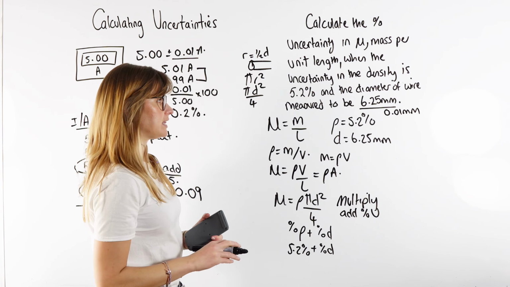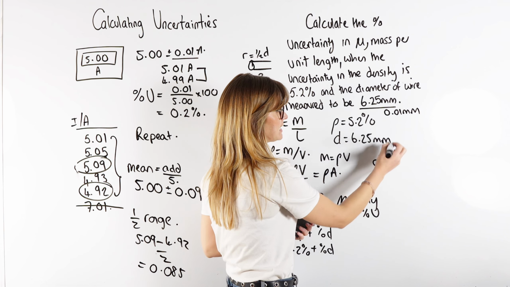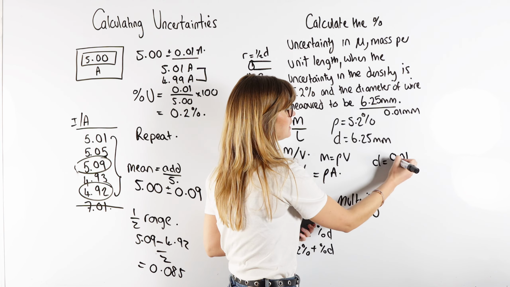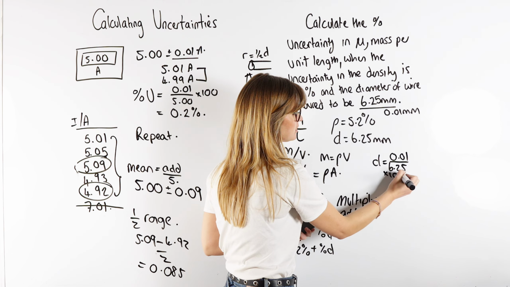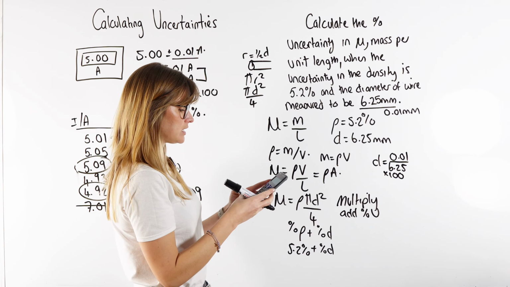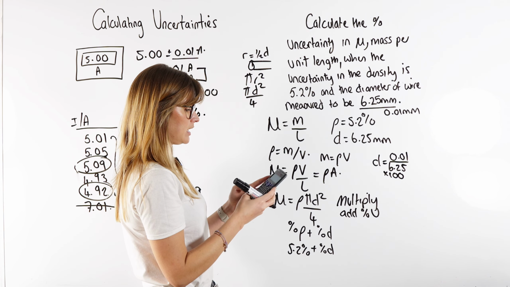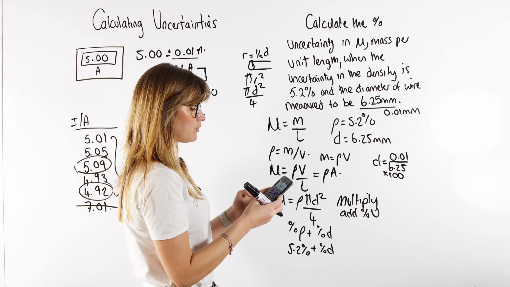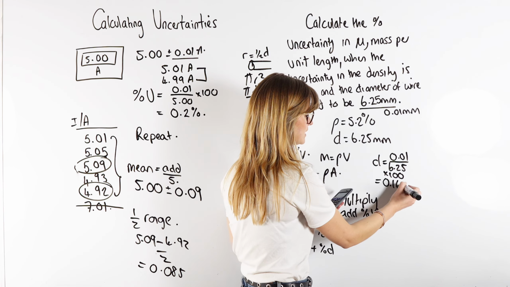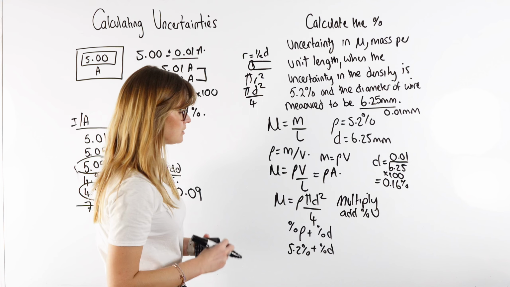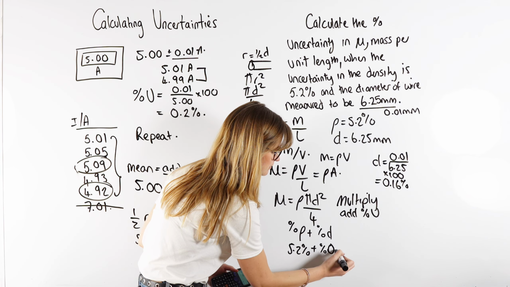So if I want to find the percentage uncertainty in that value of diameter, what I'm going to do is take my absolute uncertainty, divide it by its actual value, and multiply by 100. So I do 0.01 divided by 6.25, multiplied by 100, and the percentage uncertainty in the diameter is going to come out at 0.16%. Okay, so that's my percentage uncertainty in my diameter, 0.16%.